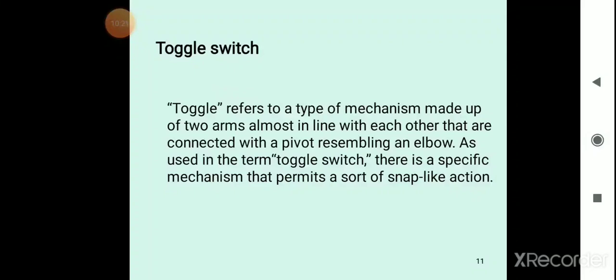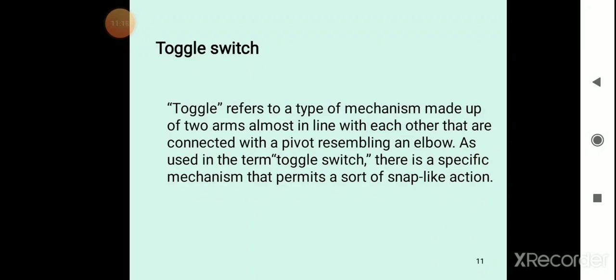Now we will discuss one by one, what the mechanism is, what is going on, what the switch operation is. The first switch is the toggle switch. The toggle switch refers to a type of mechanism made up of two arms almost in line with each other that are connected with a pivot, resembling an elbow. Just like the elbow, we have one connection, as used in the term toggle switch.